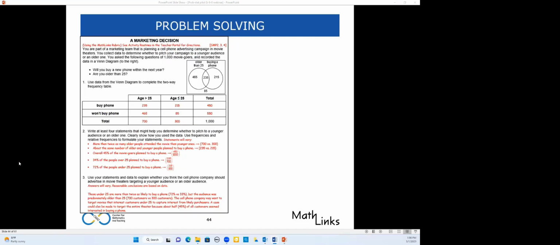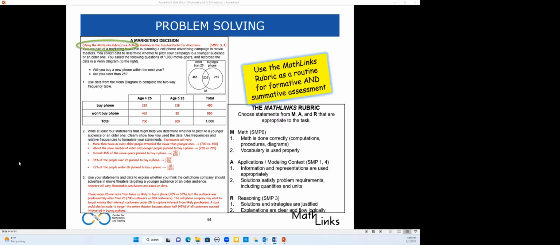For a problem-solving example, I wanted to share this page with you. Students analyzed some data about phone buying habits of people in different age groups. But what I want to point out to you is our MathLinks rubric, which is a routine we think is great to establish in your classrooms.